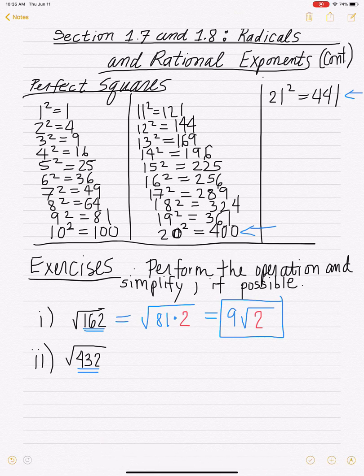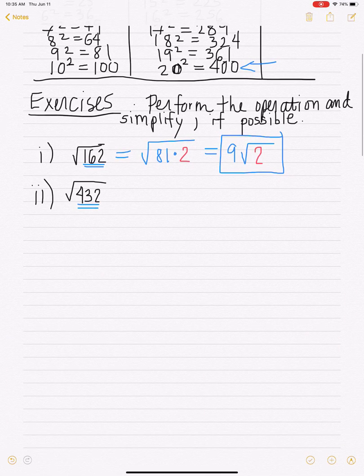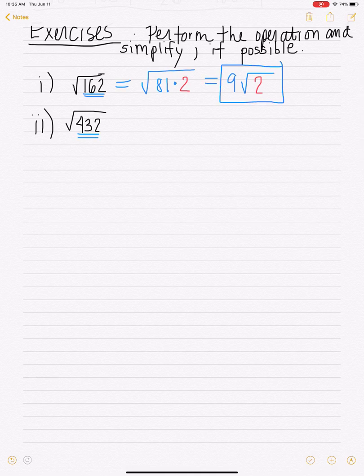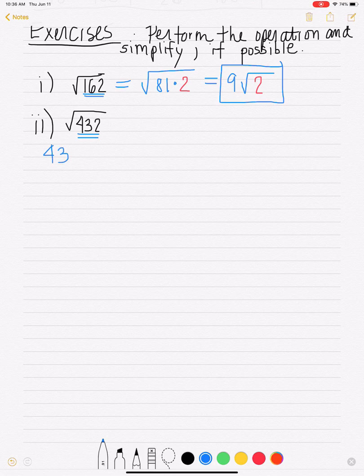Sometimes it's not always easy to just think in your head. So the first one was pretty easy: 81 times 2, 81 is a perfect square. This one's not so easy. So I'm going to make a factor tree. Come up with all the prime factors of 432. I'm going to start off with 432.